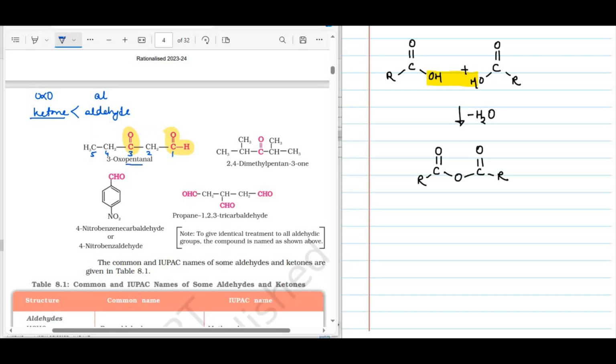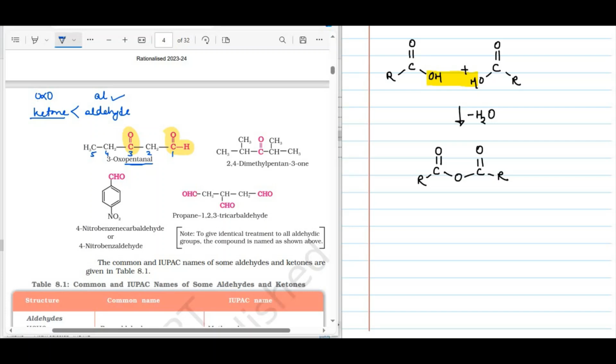And you have to replace e with al, as we are using a suffix for aldehyde. So the parent name will be pentanal. And a ketone group is present at the third carbon, so here we will use a prefix for the ketone. It is oxo. So we will write 3-oxopentanal.